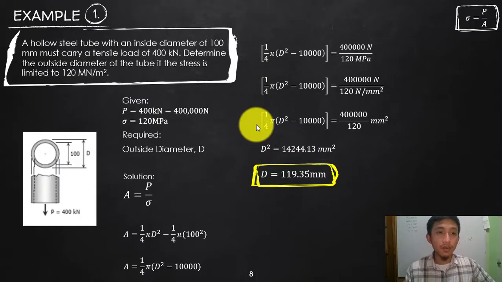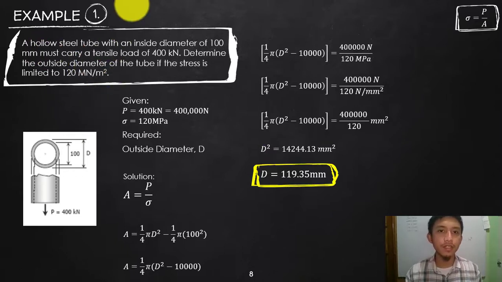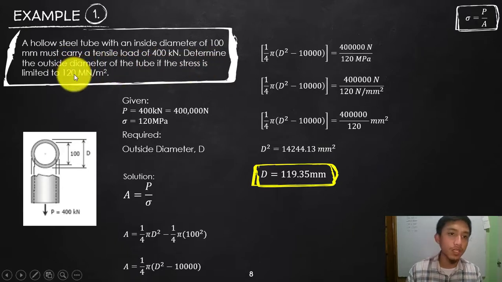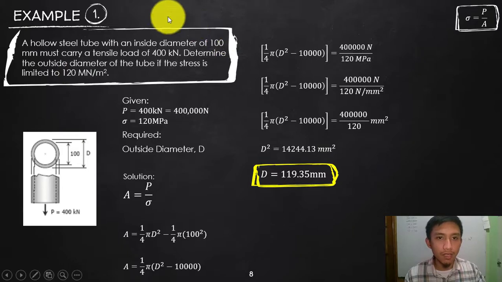Okay, so we will now have an example. Example number 1. A hollow steel tube with an inside diameter of 100 mm must carry a tensile load of 400 kilonewtons. Determine the outside diameter of the tube if the stress is limited to 120 meganewton per meter squared. So how will this be a normal stress problem?